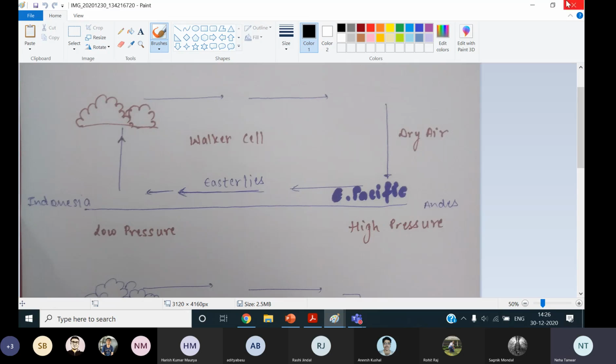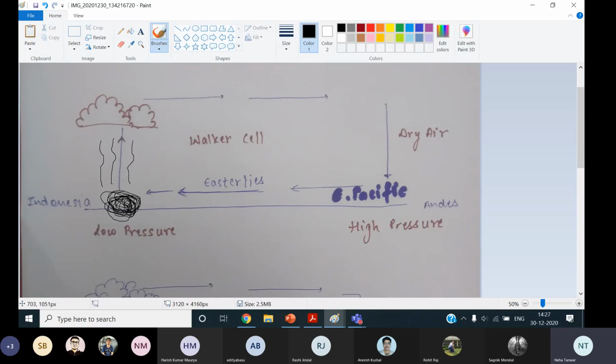So what do we observe? In this area we have the piling up of warm water, and this warm water is going to create a low pressure zone. How is it going to create the low pressure zone? The air is going to warm up, expand and rise up, and that will create a low pressure zone here.